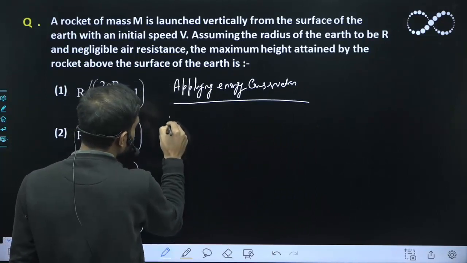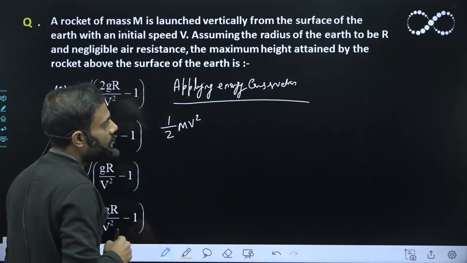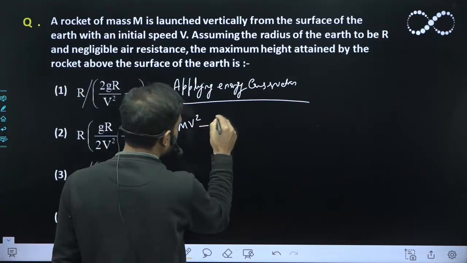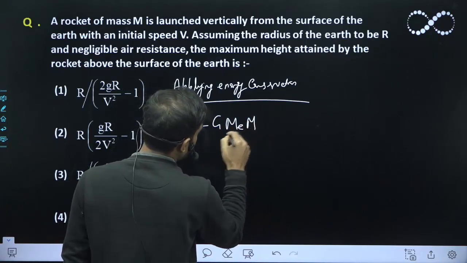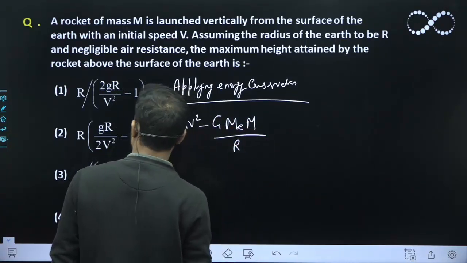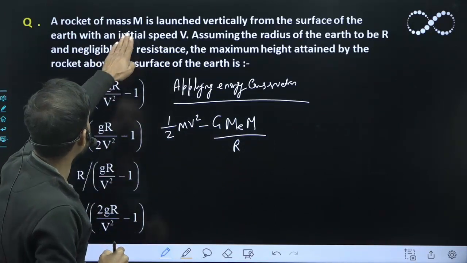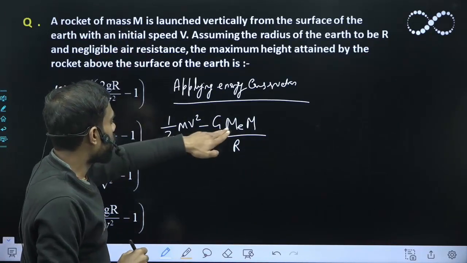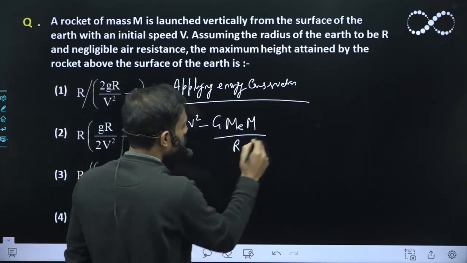So initial energy will be 1/2 m v squared, that is kinetic energy, and at the surface of Earth the potential energy will be equal to minus G Me m, the mass of the rocket, upon the radius of Earth, that is capital R. The rocket has the mass m, the mass of Earth I am taking as Me, and R is the radius. So this is the initial potential energy.